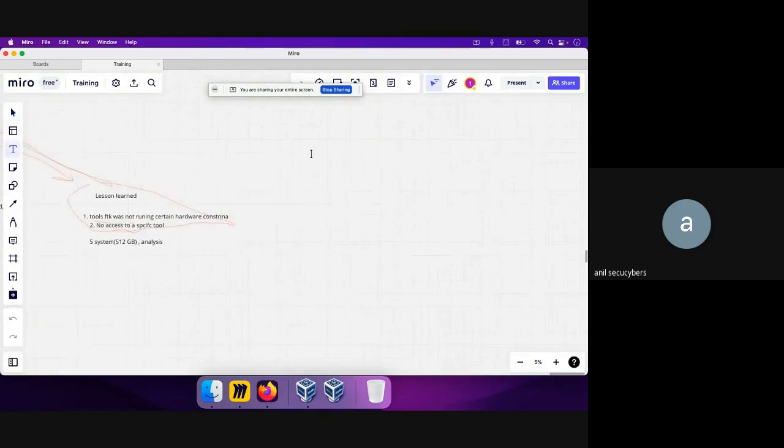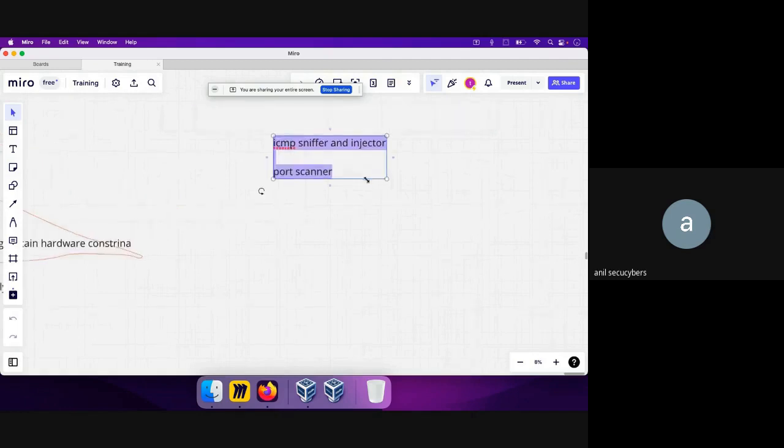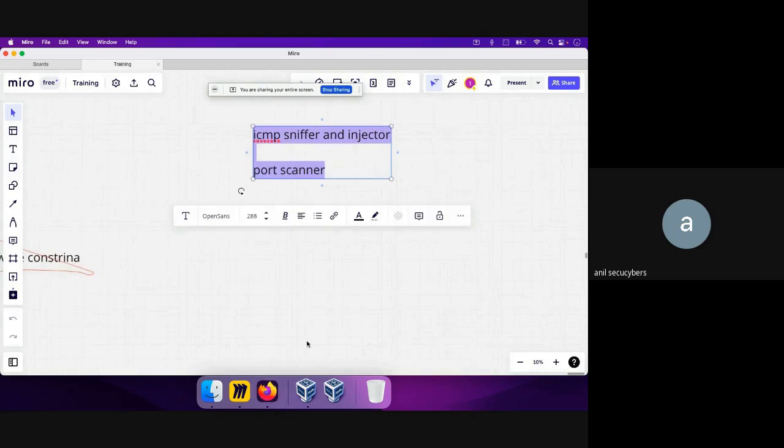So those are ICMP sniffer and injector. This is something we'll look at. And if time permits, we will complete the port scanner. So we'll try to see how we can implement our own port scanning methodology. Okay. So these are the two things that we'll see from the lab side.